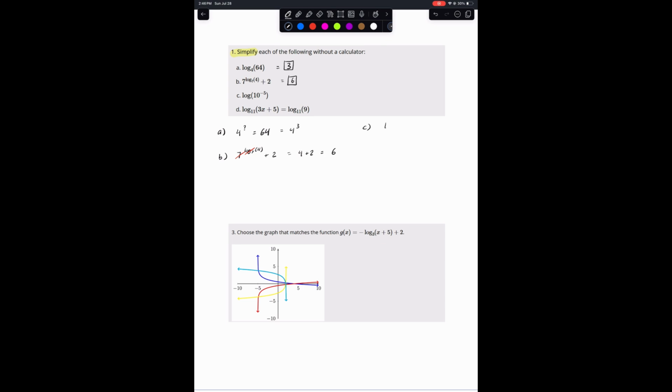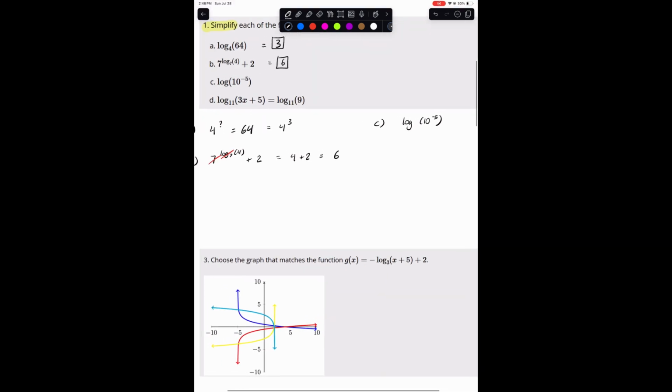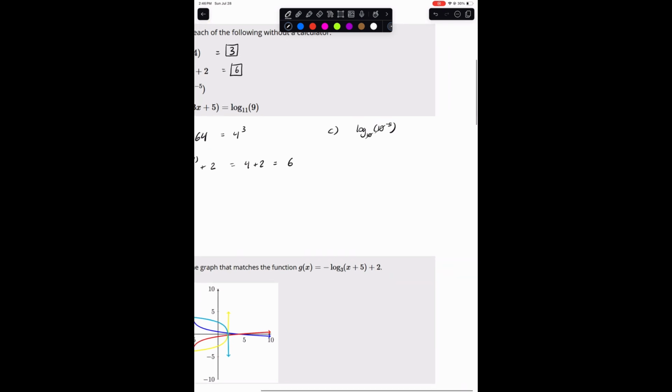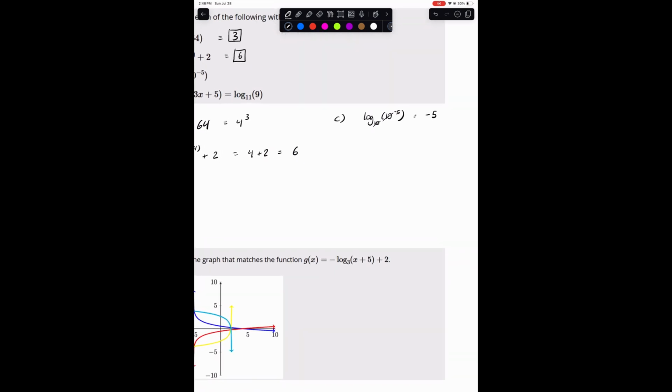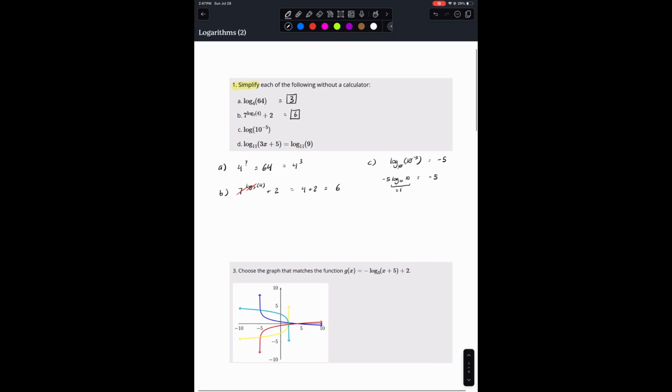For part C, we have log base 10 of 10 to the negative 5. When log is shown without the base, it's base 10. Same base, and all you get is the exponent, so negative 5. Another way to think about this is if you did the exponent law first, you get negative 5 log base 10 of 10, and this is just 1, so you get negative 5. So the answer for part C is negative 5.